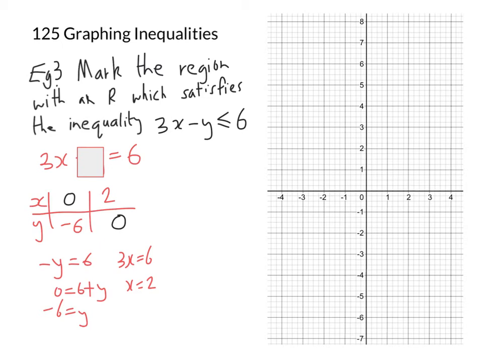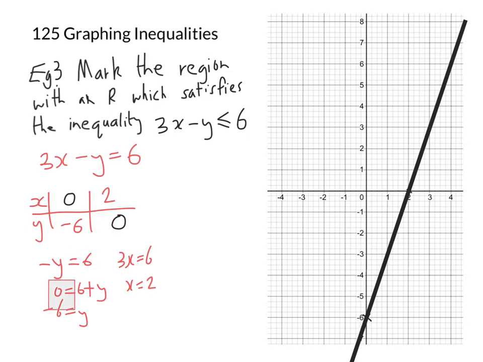So the first point, x is 0, y is minus 6. And the second point, x is 2 and y is 0. When I go to draw on the line, it'll be a solid line because in the inequality, it's allowed to be equals. So there's the line, a very thick line. It's the line 3x minus y equals 6.